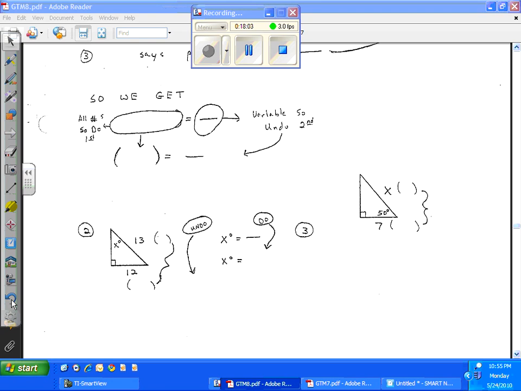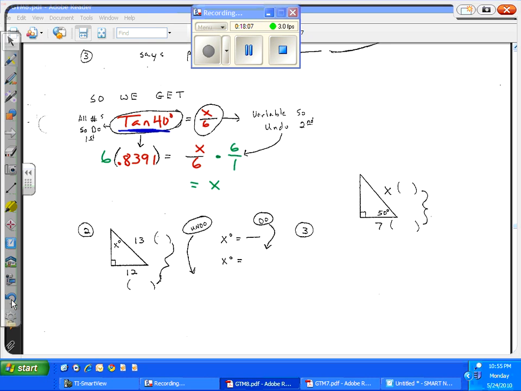Okay? So we found a missing side of a right triangle that didn't have 2 sides given, so we couldn't use the Pythagorean theorem, and it wasn't a 45 45 90 or 30 60 90, so we couldn't use those formulas, and so we had to use a trigonometric ratio. Okay?